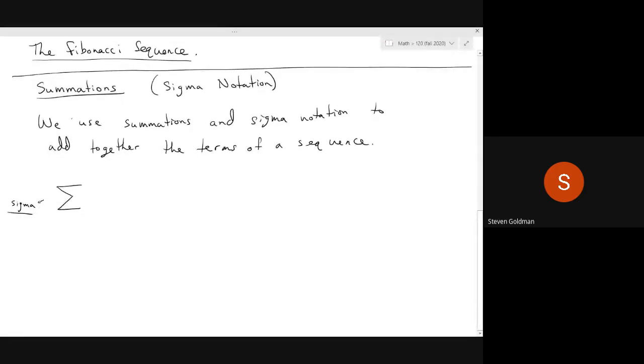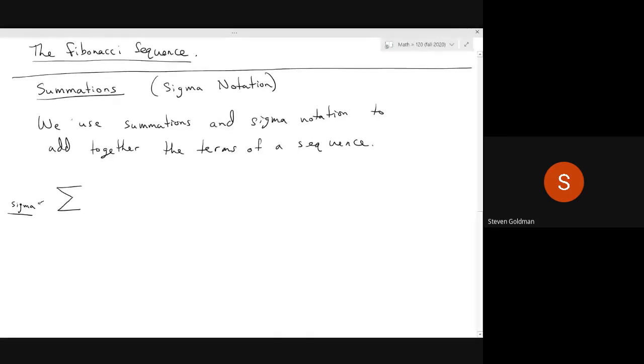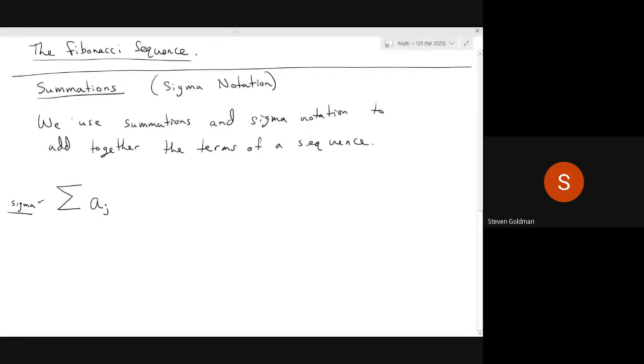All right. So this big sigma here represents the word sum. It means sum or add. Next to it, I write a sub j, where a sub j represents the terms of some sequence, a sub n. And then on the bottom here, I'm going to write j equals m, and on the top, I'm going to write n.